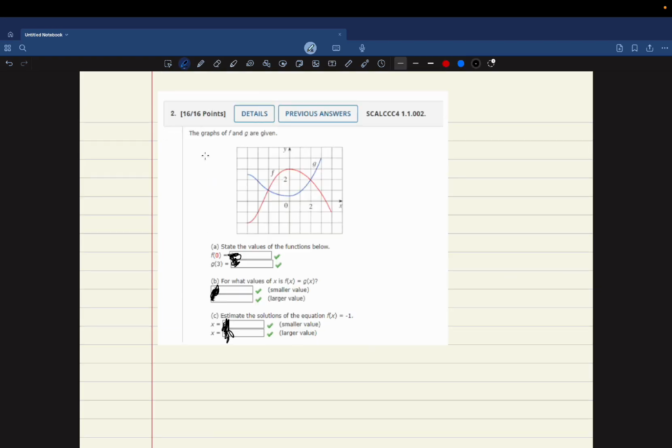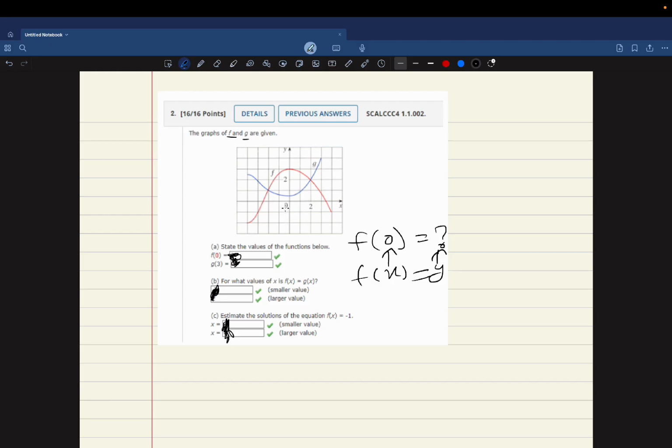Okay, so question number 2, it is saying the graphs of f and g are given. Okay, so the red one is f and then the blue one is g. So it is saying state the function value, so the value of the y-axis when x is 0. So I'll repeat it again. It is saying the value of this, so this means the value of the y-axis. Okay, the value of the y-axis when x is 0.